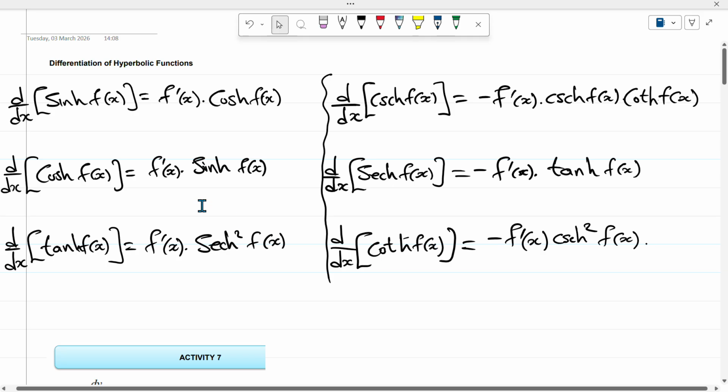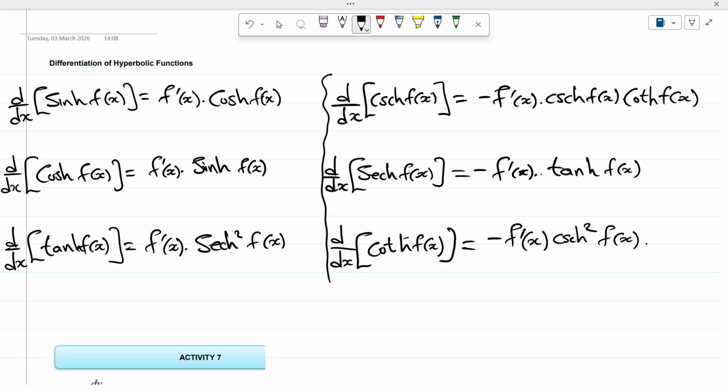One thing to notice is that when we differentiate the hyperbolic cos, it does not become negative. I know that in trig functions, when we differentiate cos, it becomes negative, but it's different here. One more thing to note is that when we differentiate hyperbolic sec, it becomes negative. Meanwhile, in trig functions, whenever we differentiate sec, it becomes positive.